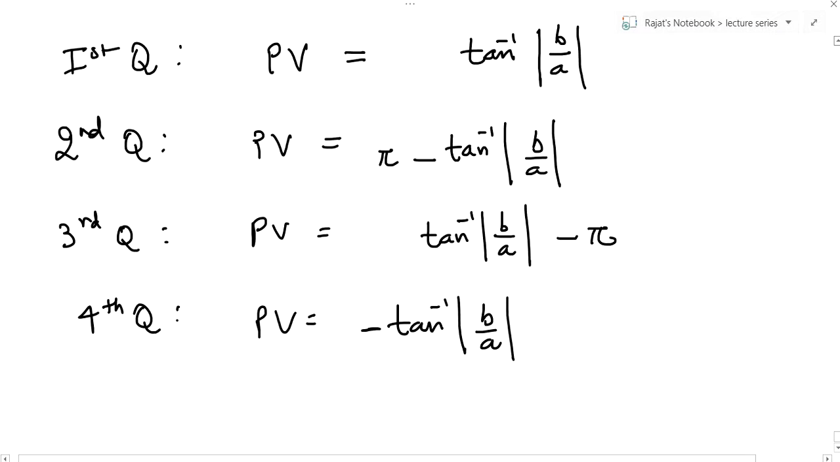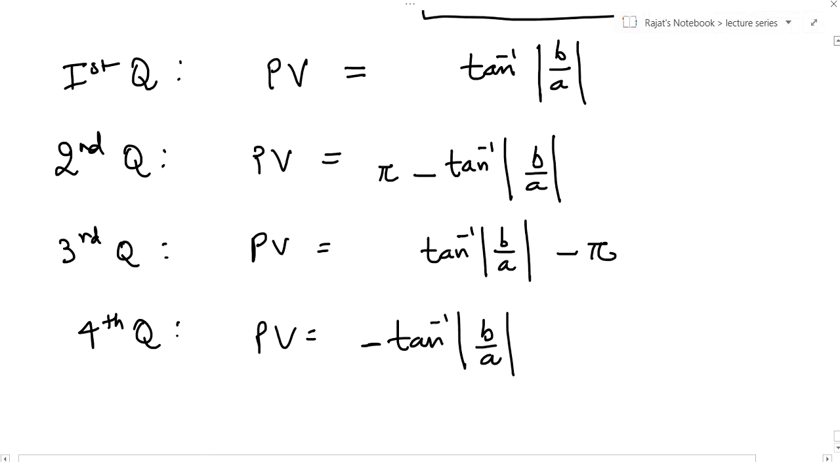Hello friends, we were discussing principal value of argument, or principal argument. In the previous lecture I told you that if the point is in the first quadrant, then the principal value is tan inverse mod b by a. In the second quadrant, it is pi minus tan inverse b by a. In the third quadrant, it is tan inverse mod b by a minus pi, and in the fourth quadrant it is minus tan inverse mod b by a.